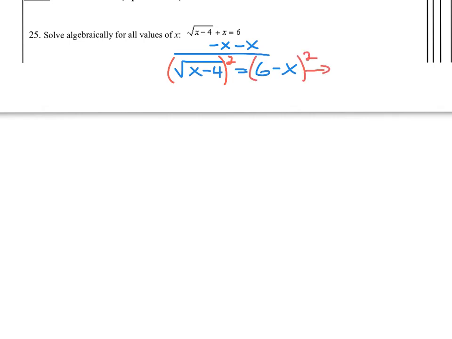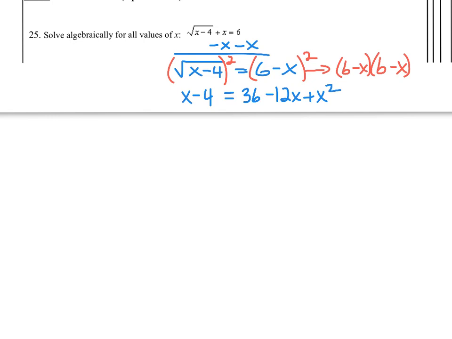And remember, this is a binomial squared, which means write it twice, and let's double distribute. All right? So on the left side, I'm going to get x minus 4. And on the right side, I'm going to get 36 minus 12x plus x squared. Now I see that I have an x squared, so I'm most likely going to have to factor, maybe do quadratic formula.